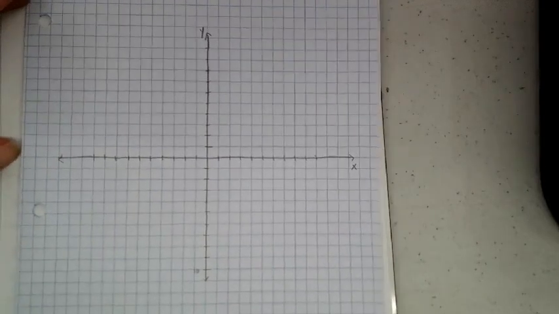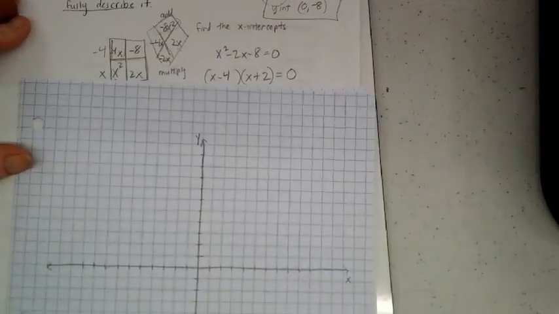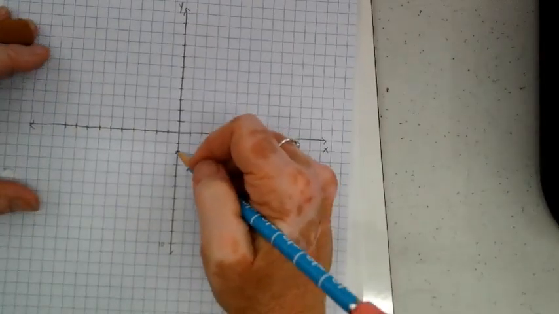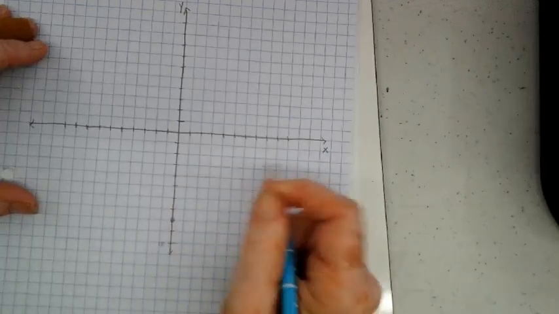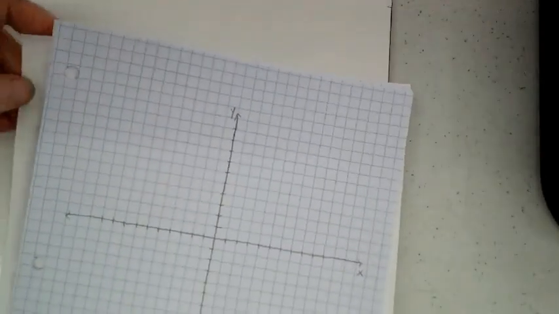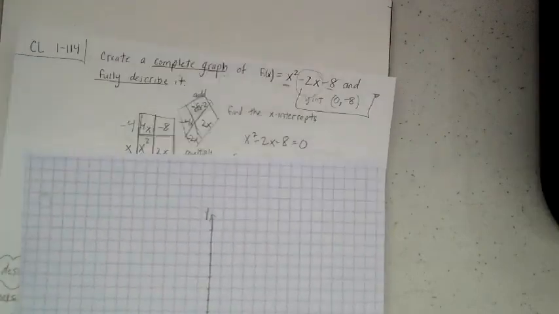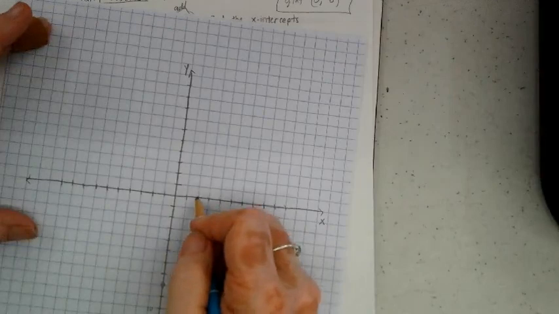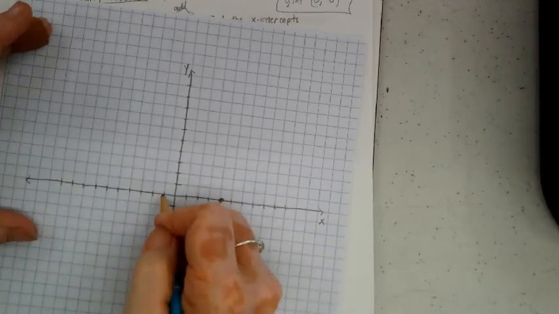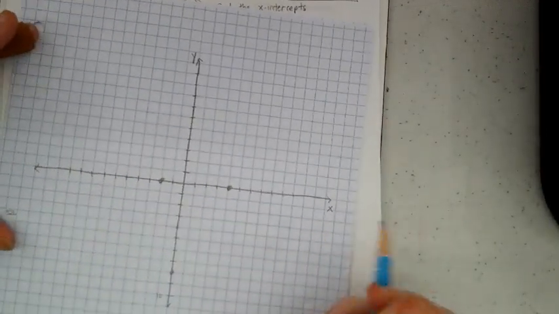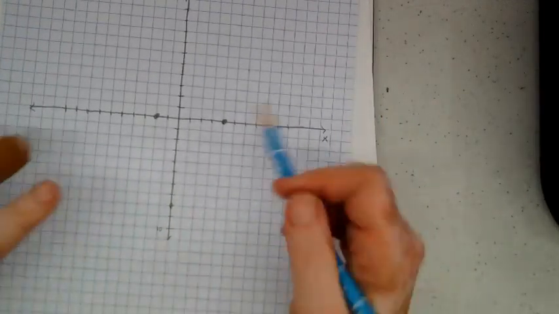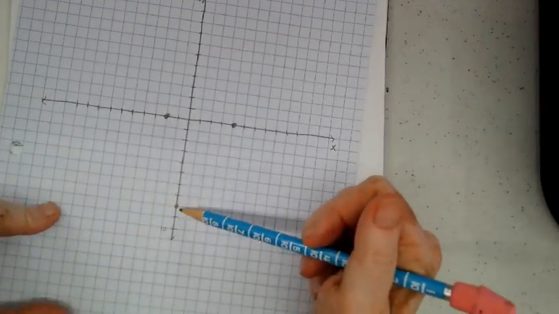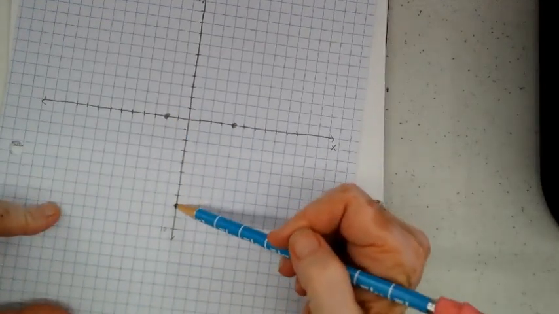And I'm going to put my y-intercept, what did I say it was? -8. That's my y-intercept. My x-intercepts were 4 and -2. Okay, and now I'm going to need my vertex, because you'll see if I just assume that's my vertex, I'm going to have a wonky looking graph.